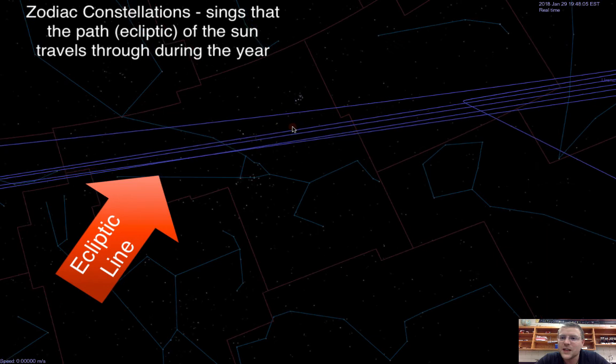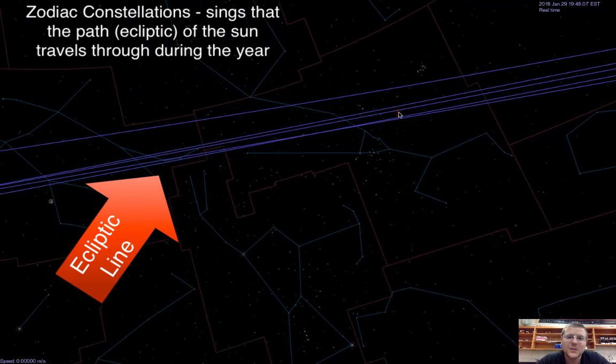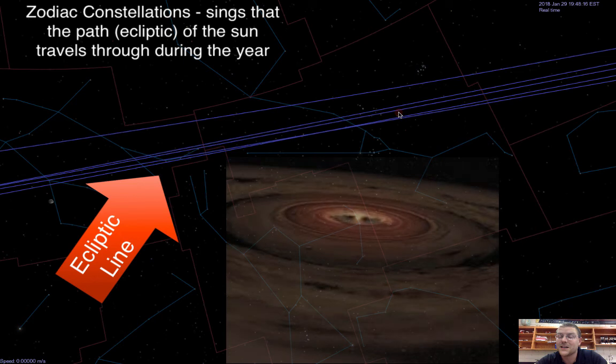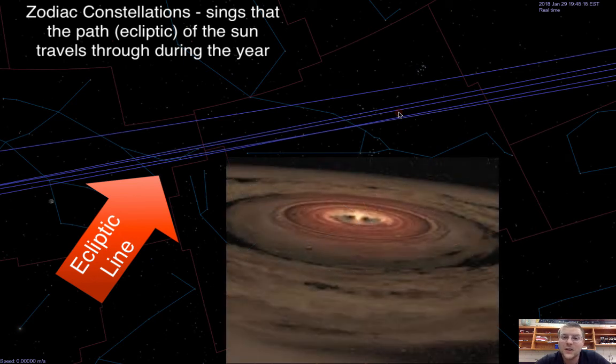And this bluish line here that shows the paths of the planets is known as the ecliptic. It is the line where the moon, the sun, and the planets all travel along. If you think of the solar system as a flat disk, you can see that all the planets and the sun travel along this path every single year.